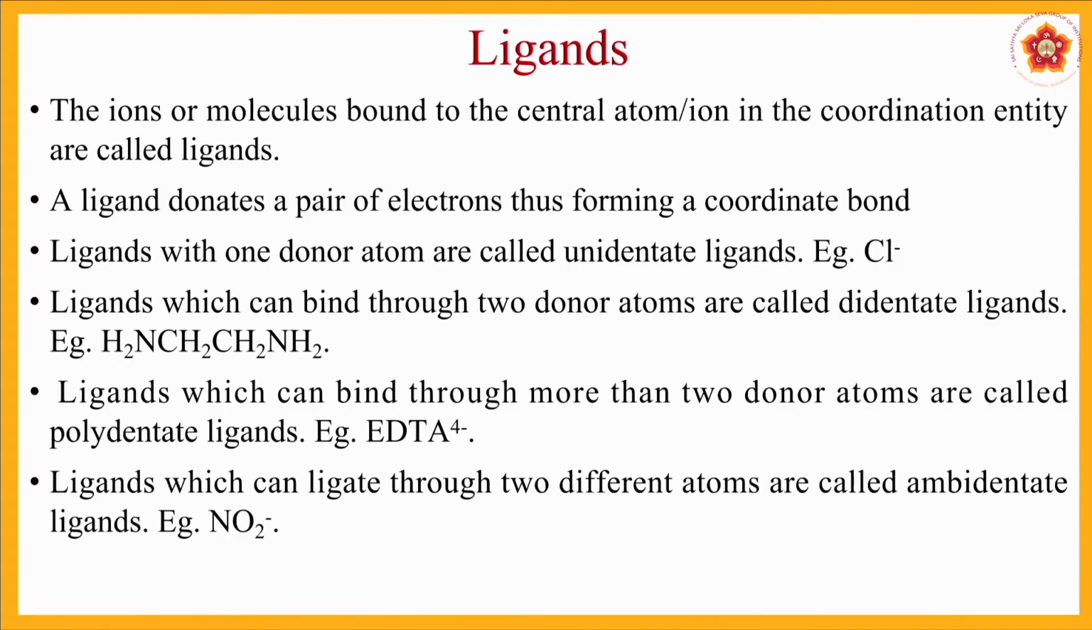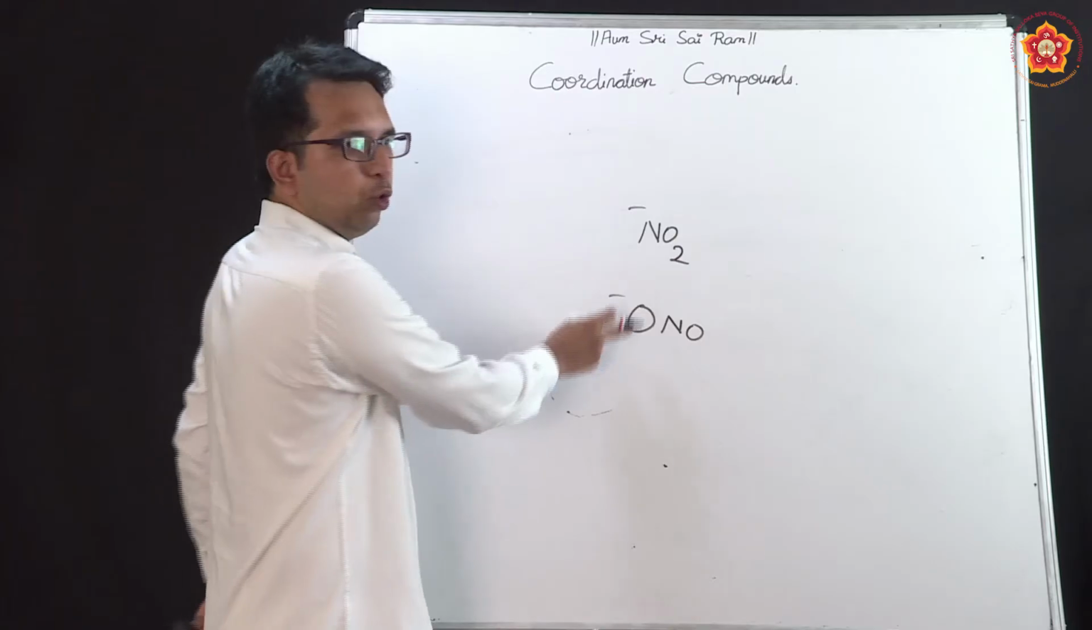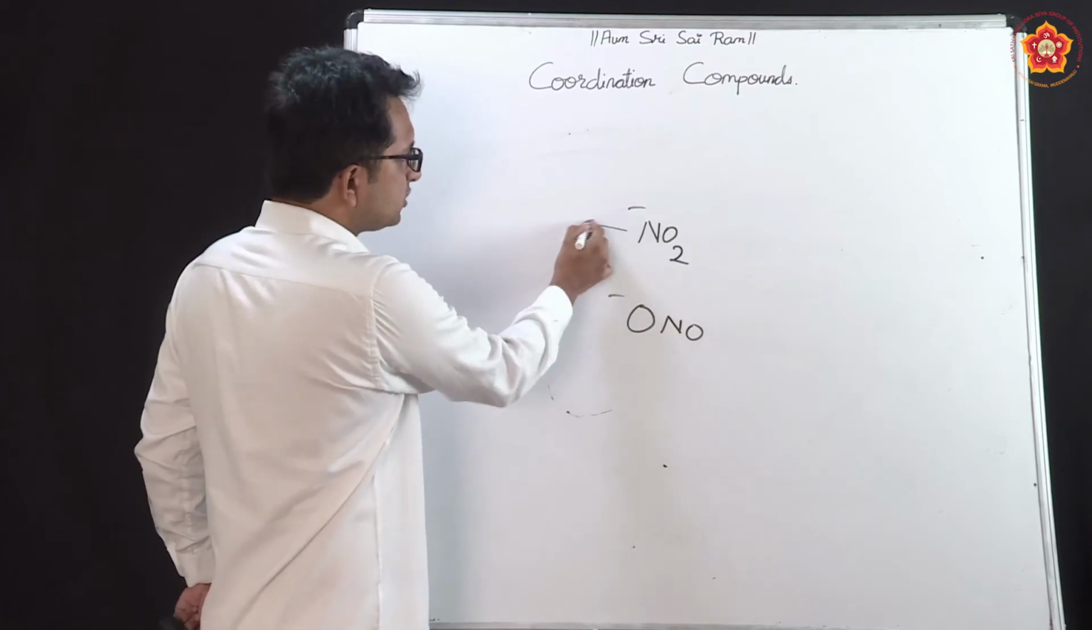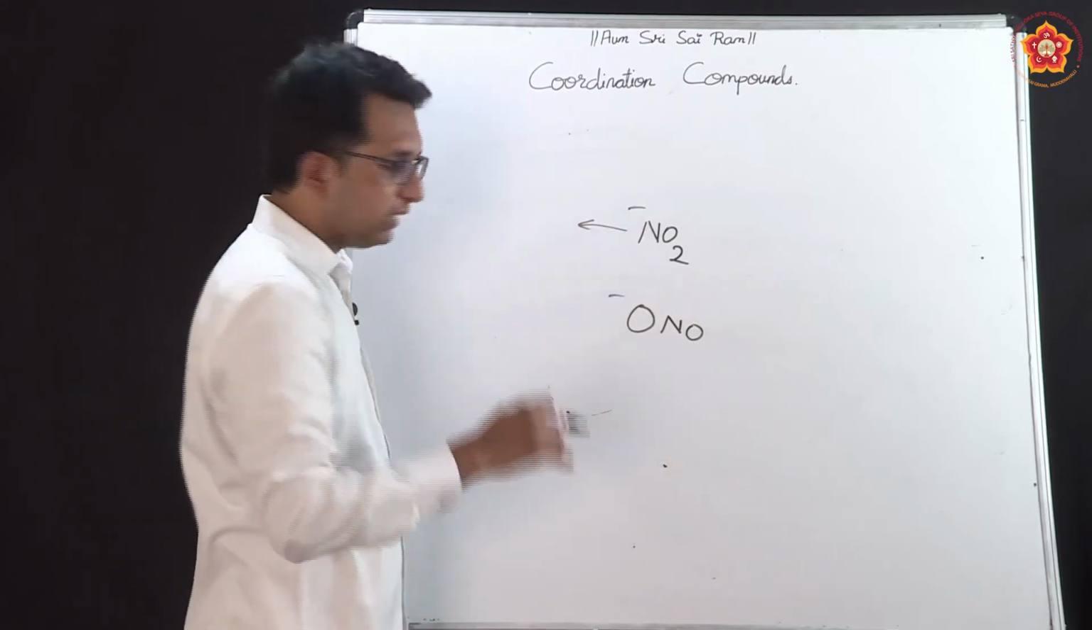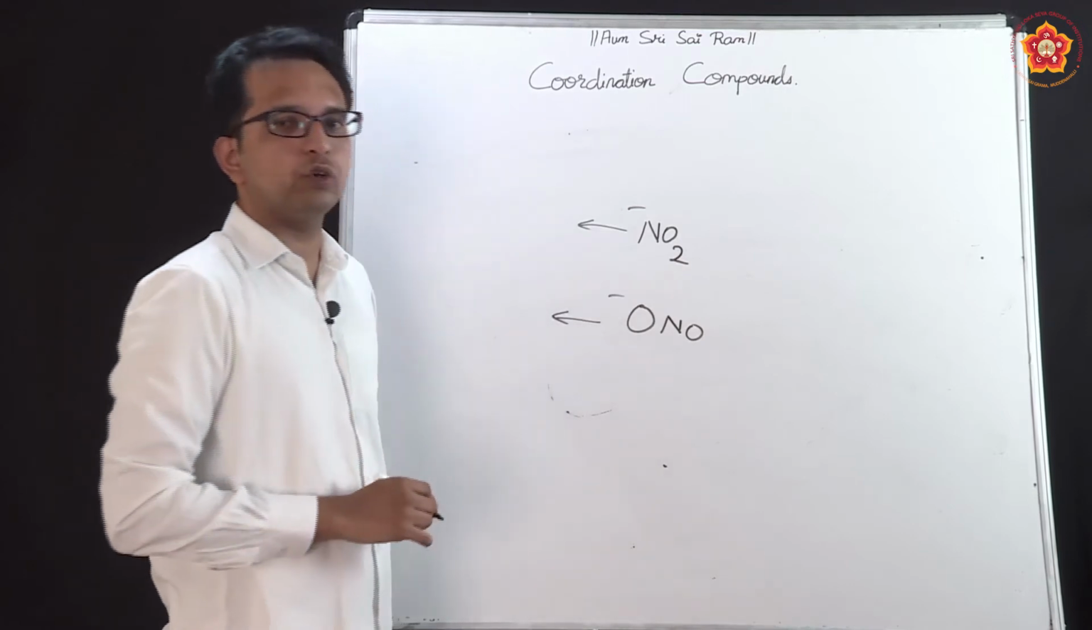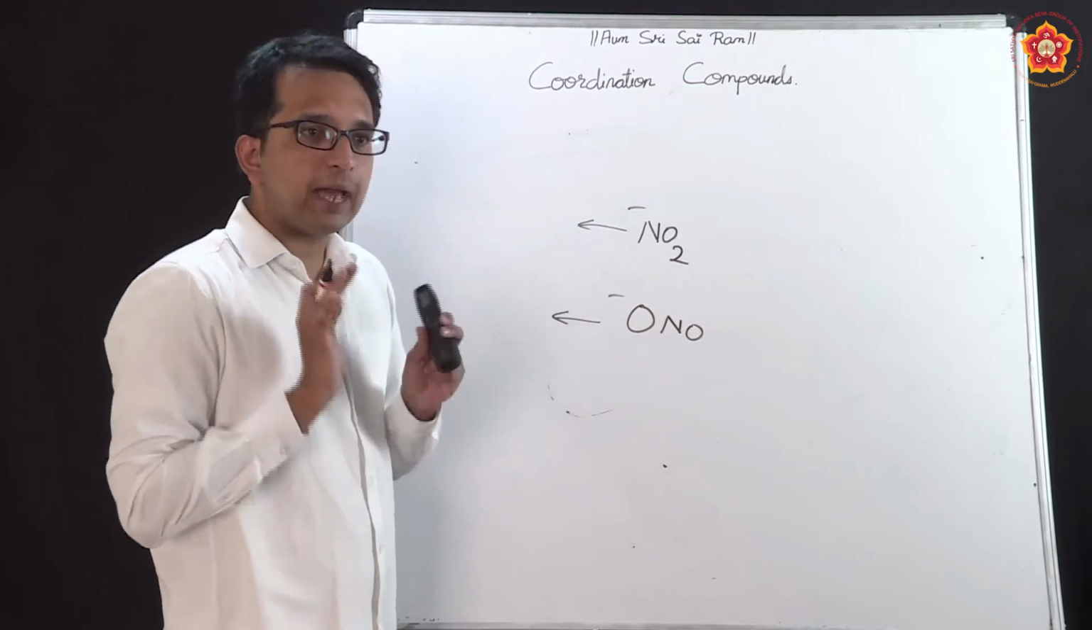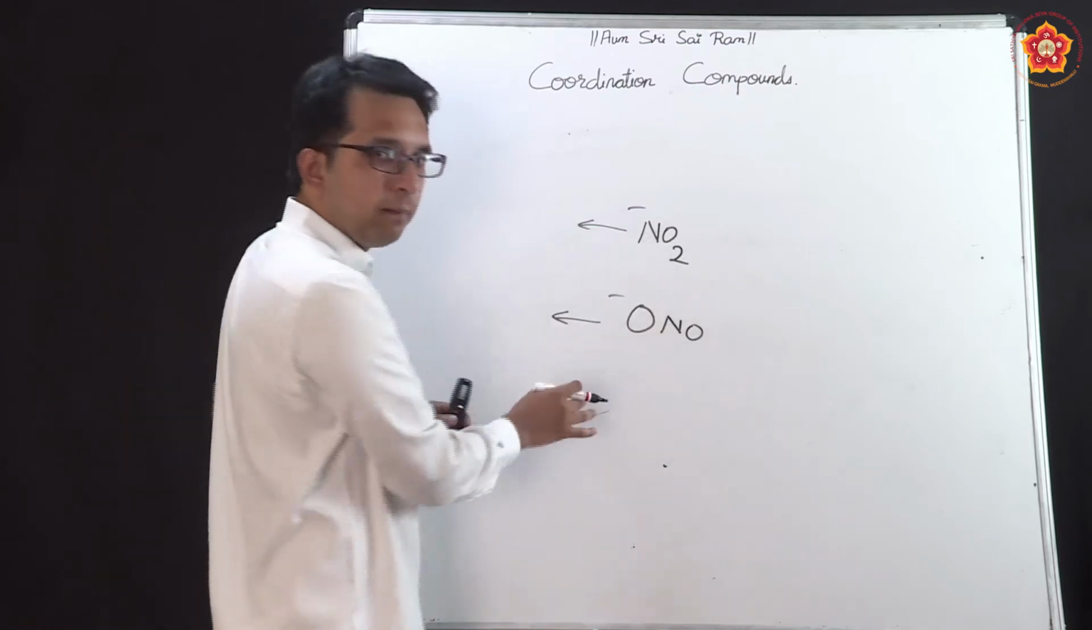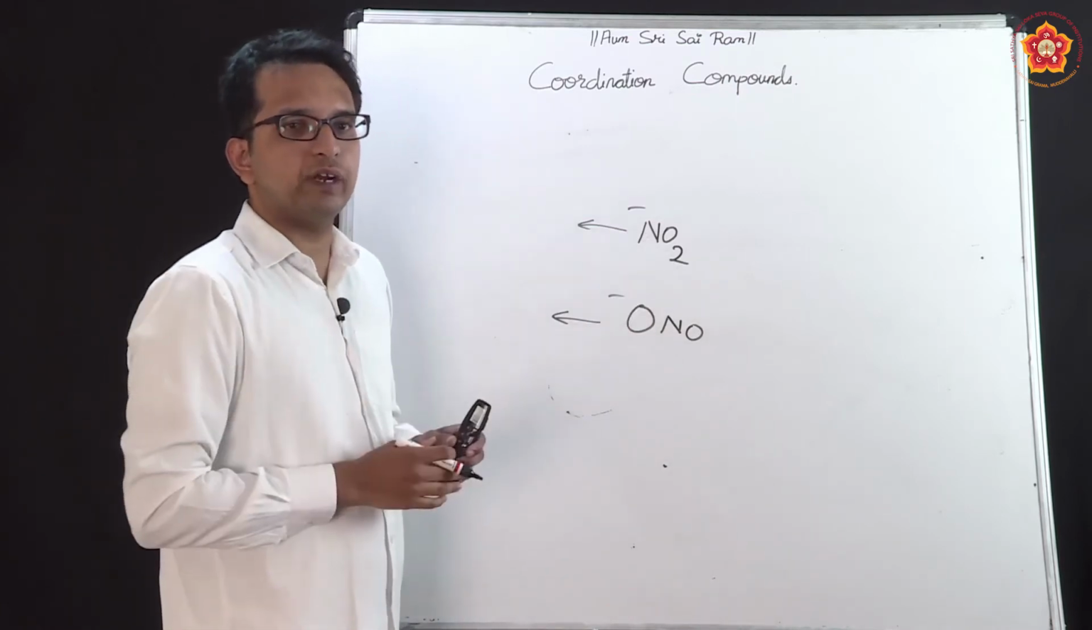We have another type of ligand, which is called the ambidentate ligand. So, what is this ambidentate ligand? We saw that a ligand is a compound which can donate a pair of electrons, but the ambidentate ligand has one speciality: the molecular formula in both of these is the same, NO2 and ONO. Here nitrogen is the one which donates a lone pair of electrons, whereas here oxygen is the one which donates the lone pair of electrons.